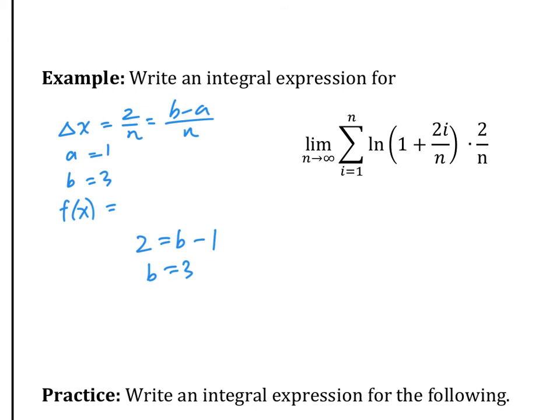Next, you're going to decipher what you think the function would be. So we know this is delta x. This must be the function. The function has a plus delta, so the function must be natural log x. All right, we got everything. So we're going to write the integral. It's the integral from 1 to 3 of natural log x dx.